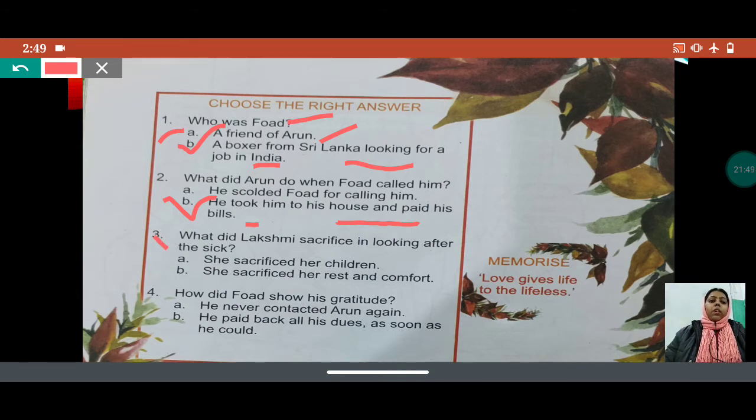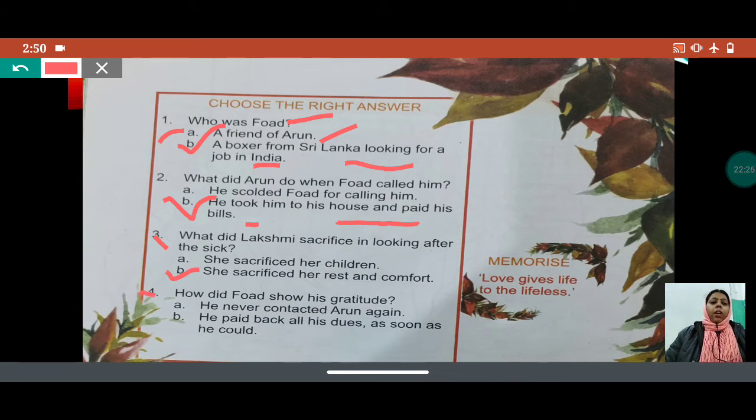Question number 3 is, what did Lakshmi sacrifice in looking after the sick? Option A, she sacrificed her children. Option B, she sacrificed her rest and comfort. Lakshmi took Arun's advice seriously and she sacrificed her rest and comfort, and she used to change the bed sheets every day. She used to disinfect them. She used to wash his room with soap and water and Dettol. So option B is the correct answer.